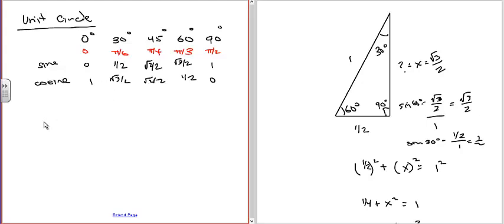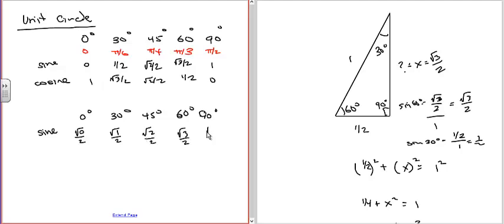Now another way to remember this without going through this thing with triangles is you take the square root of 0 over 2, the square root of 1 over 2, the square root of 2 over 2, square root of 3 over 2, and the square root of 4 over 2.